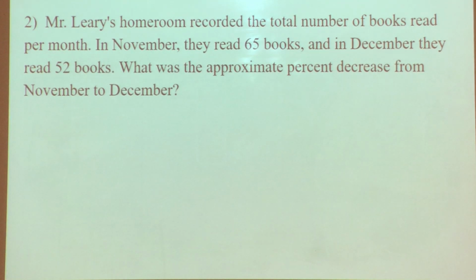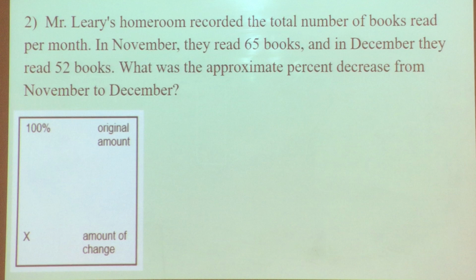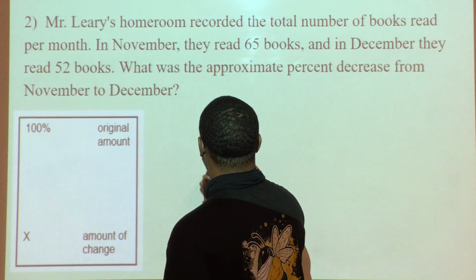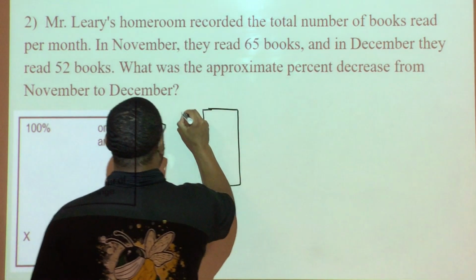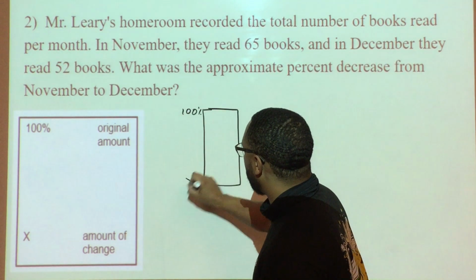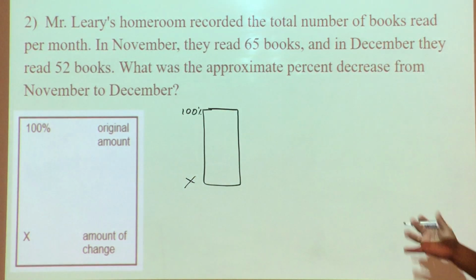Mr. Leary's homeroom recorded the total number of books read per month. In November, they read 65 books, and in December, they read 52 books. What was the percent decrease from November to December? Well, I'm gonna utilize my same bar, and what I'm going to do is, again, draw one next to it. 100% is gonna stay here. X is gonna be here because I don't know the amount of the percent of change.